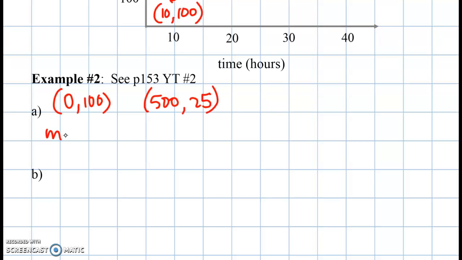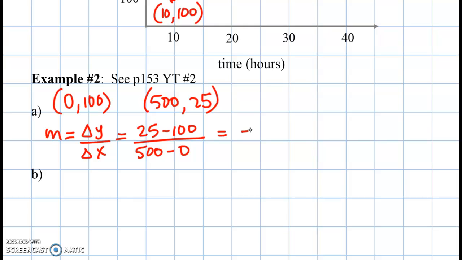We know the rate of change, or the slope, is represented by the change in y's, the rise, over the change in x's, the run. So the change in y values would be 25 subtract 100, divided by the change in the x values, 500 subtract 0. Okay, we're going to get negative 75 over 500, which we can reduce.